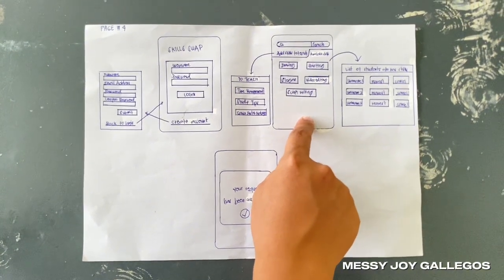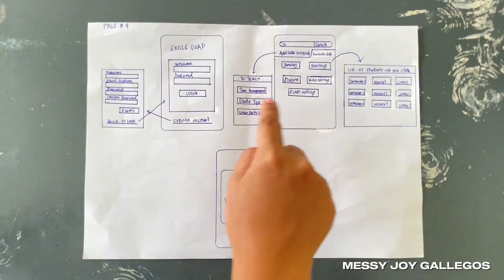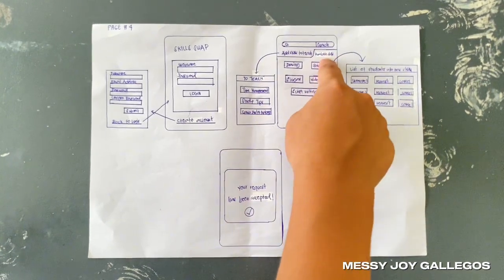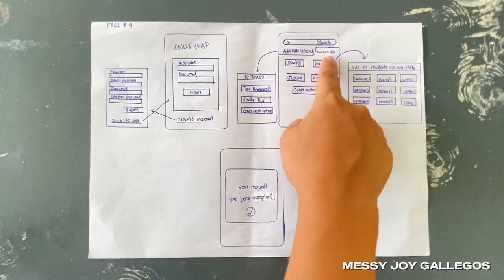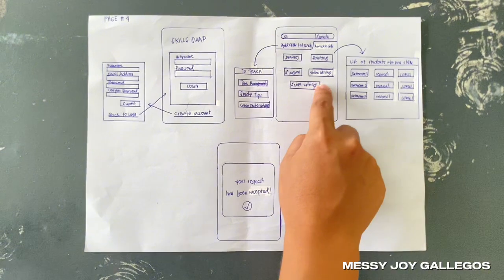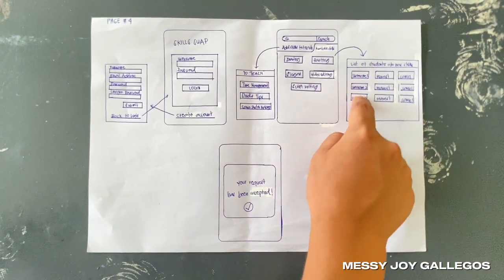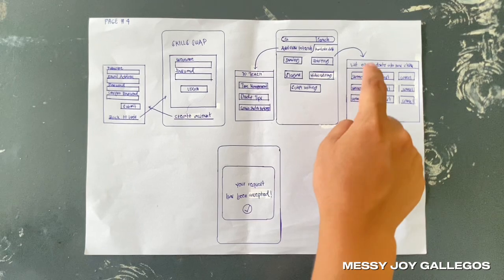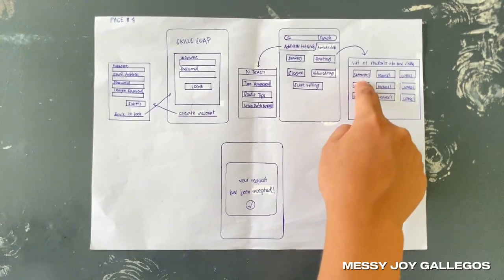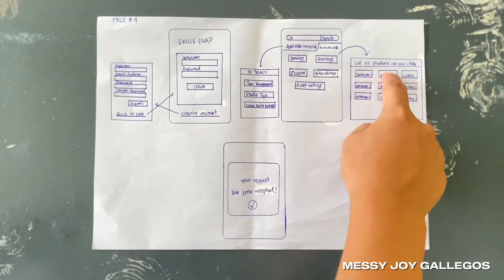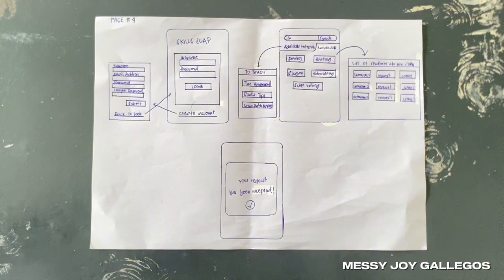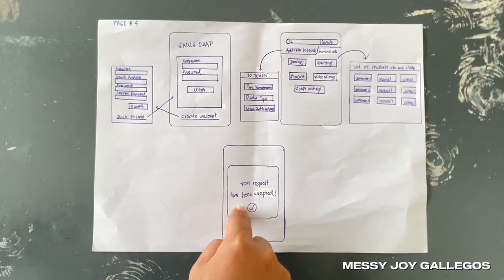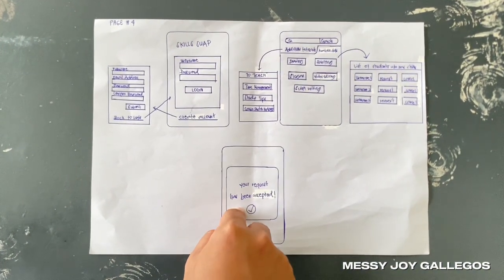On the feed screen, the user can add a skill and search for available skills to learn. The user can see the list of skills and the list of usernames of students who offer those skills. The user selects a student and clicks the request button. After sending the request, the success message appears. This shows that the swap request was sent successfully.